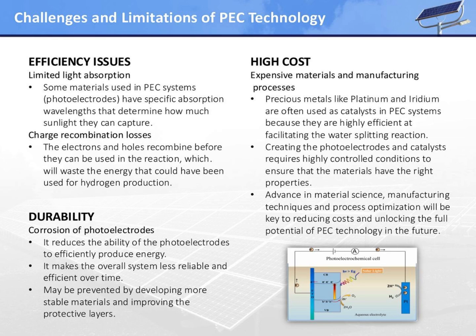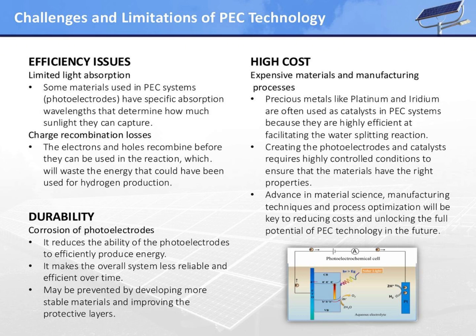Firstly, the efficiency issues. They are caused by limited light absorption and charge recombination losses. For limited light absorption, some materials used in photoelectrodes have a specific absorption wavelength that determines how much sunlight they can capture. As for charge recombination losses, the electrons and holes recombine before they can be used in the reaction, which wastes the energy that could have been used for hydrogen production.